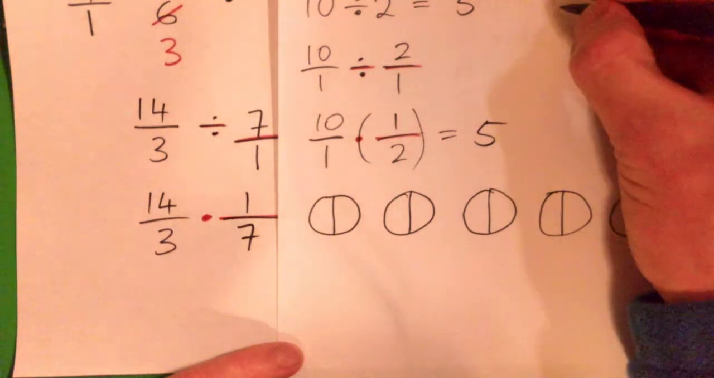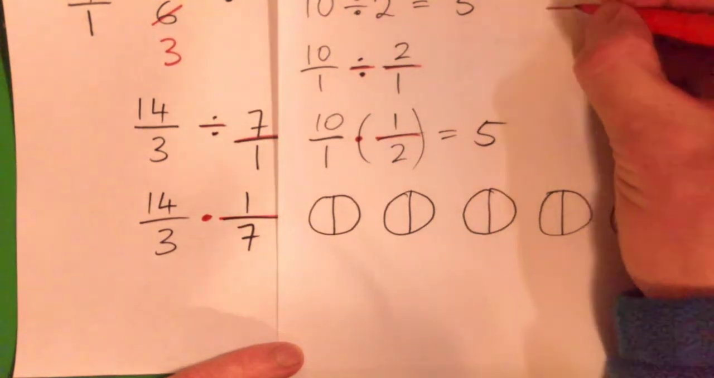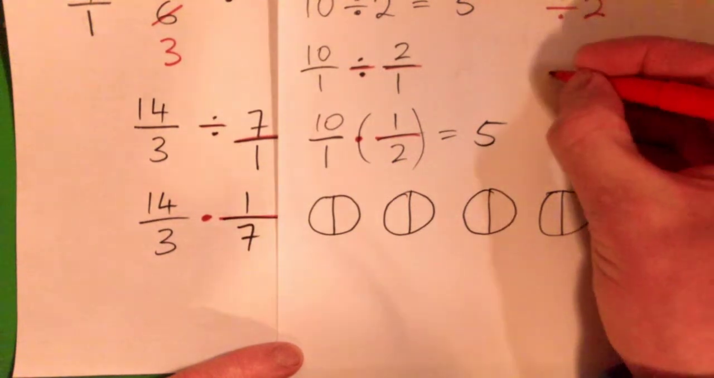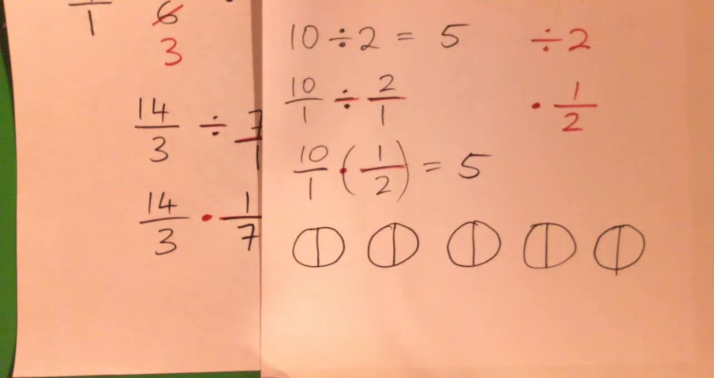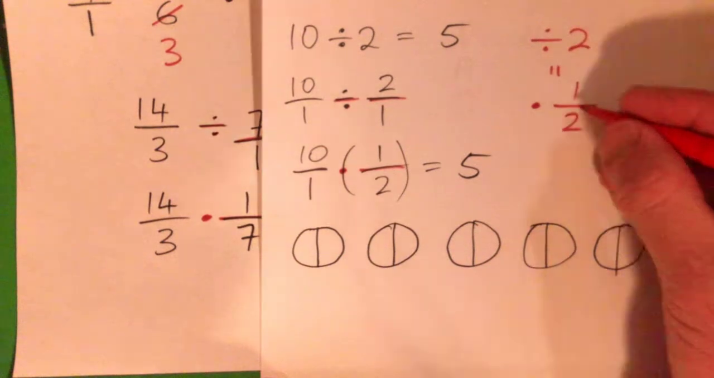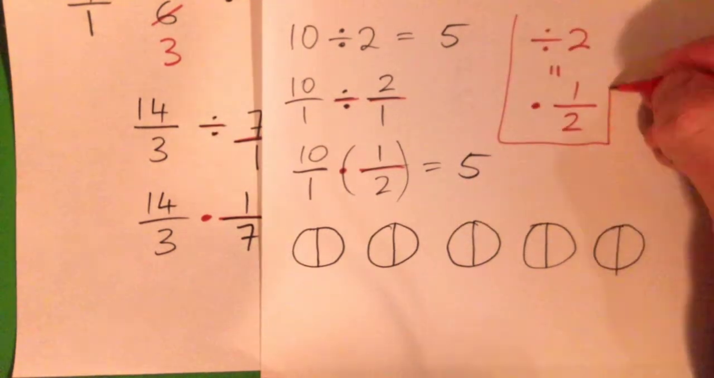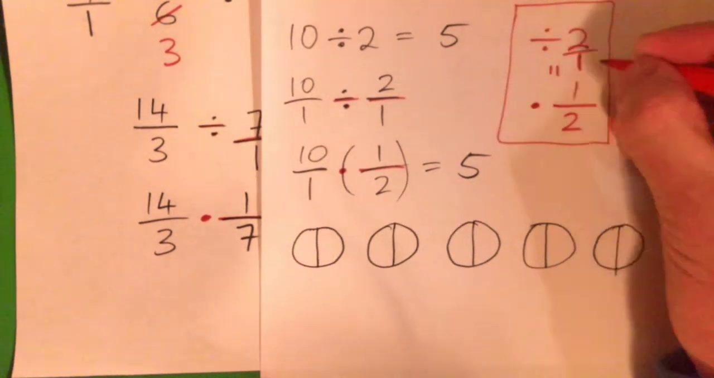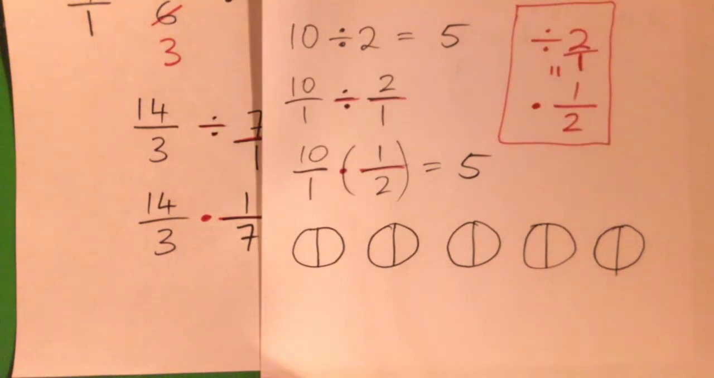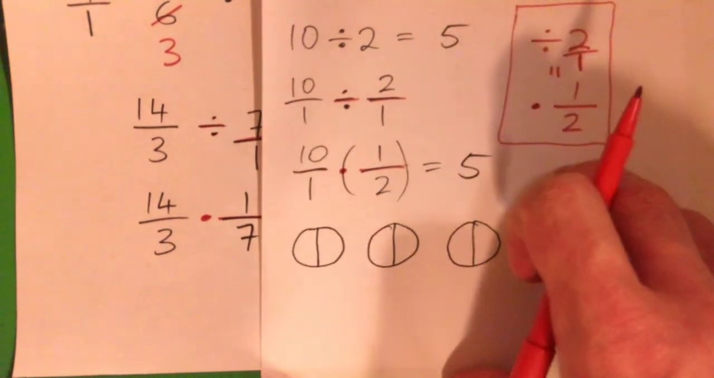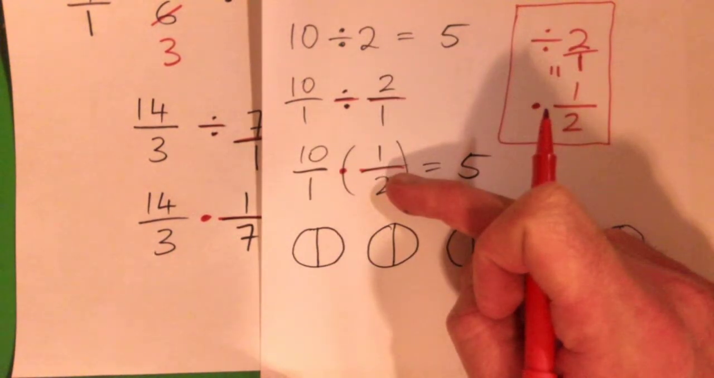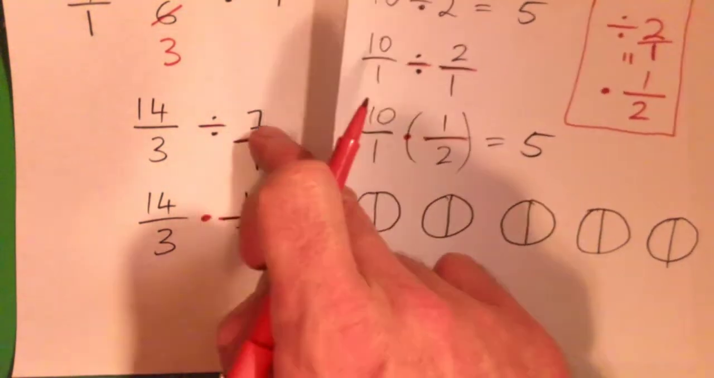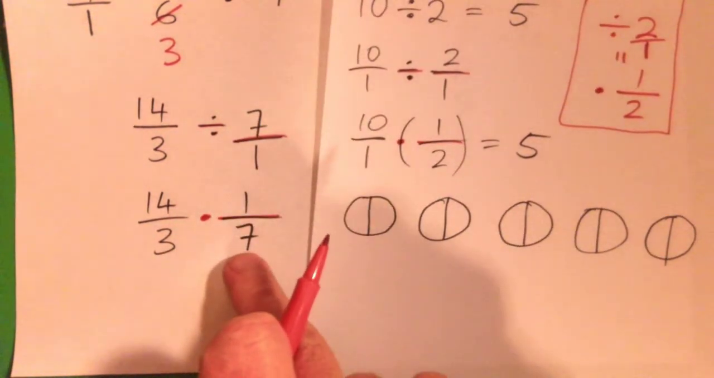So do you agree with me that dividing by 2 is the same thing as multiplying by 1/2? Isn't it? Dividing by 2 over 1 is the same thing as multiplying by 1 over 2. So that's an easy example to help you understand why you're flipping and multiplying. That makes sense. Right. Dividing by 7 is the same thing as multiplying by 1/7.